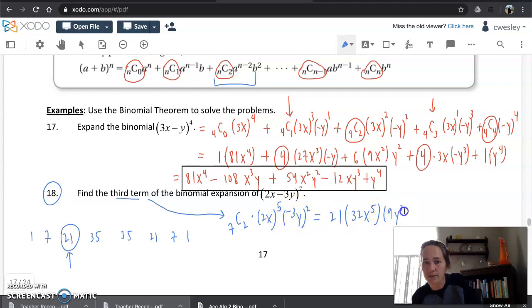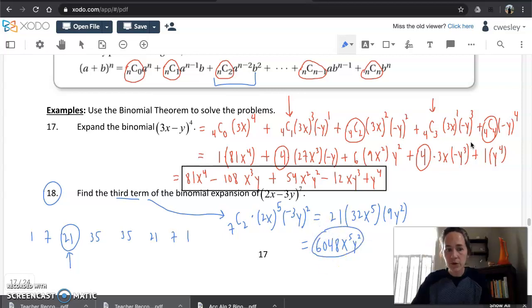Positive 9y squared. So it is a bit to multiply, and I would grab a calculator to help, but at least I didn't have to really write out the entire expansion to get the answer to this particular question. So you should get, you can check me on this one, about 6048 x to the fifth and y to the second, just to get to the third term.